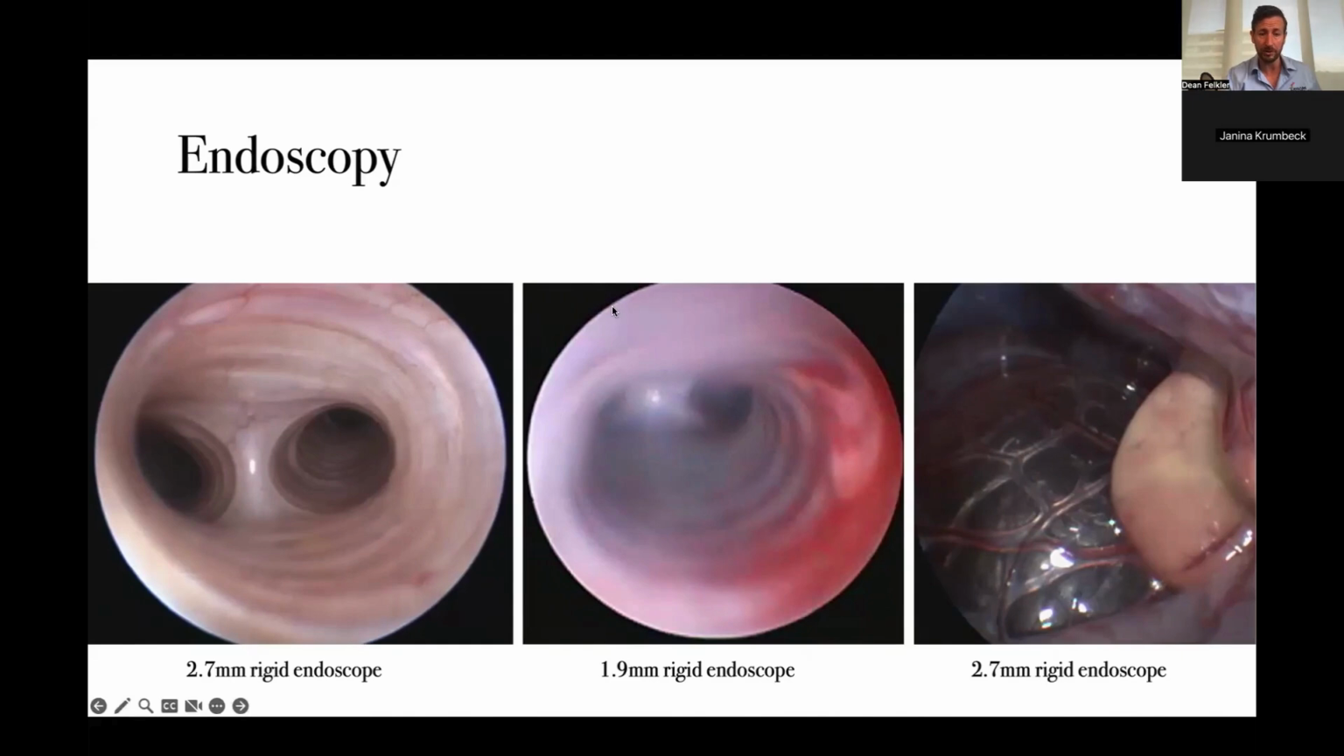And this is the 1.9. You can see there's a little bit of blood on this side as well. So perhaps something's coating the screen, or the lens, making it a little bit fuzzier. But I just wanted to show you the difference there.